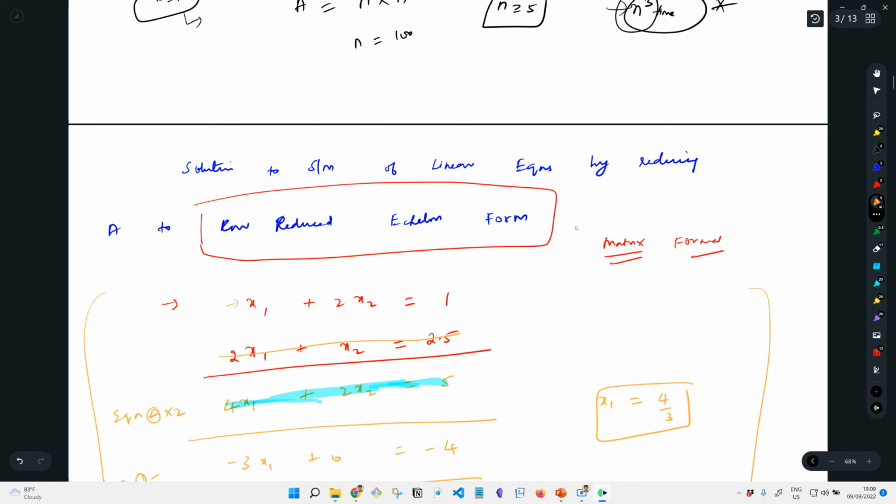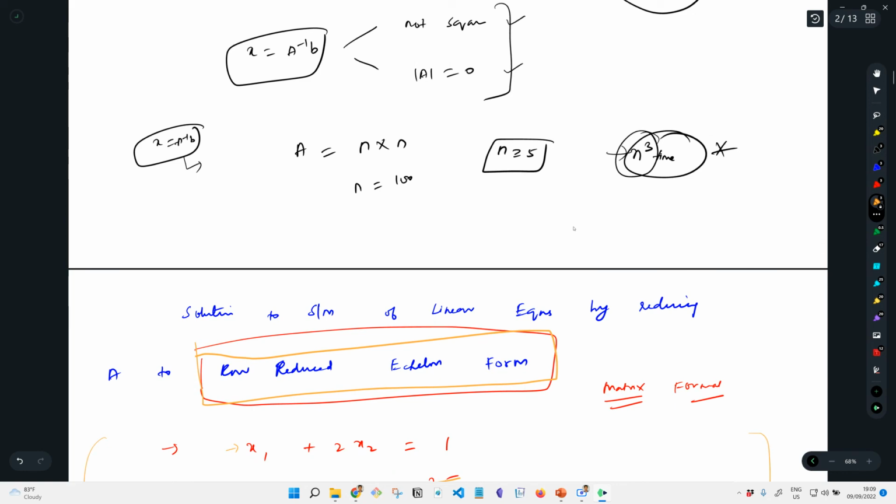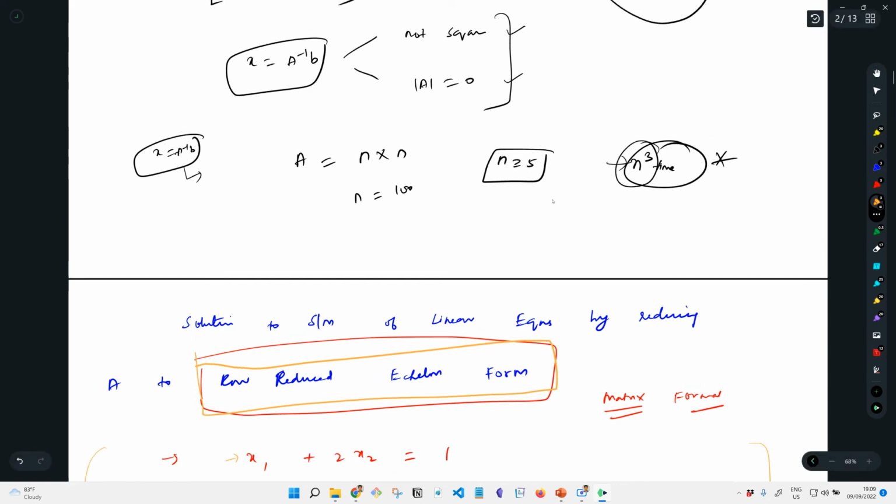In the next session we will see formally how to take a matrix to row reduced echelon form, and from row reduced echelon form how to obtain the solution for x. Okay, thank you. So let me summarize the key takeaways from this class.